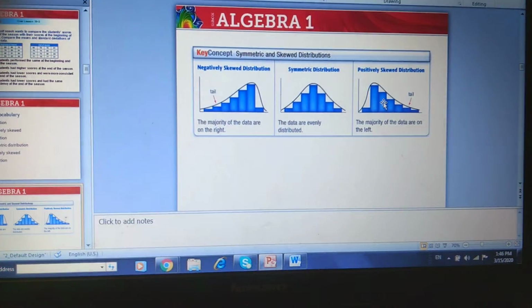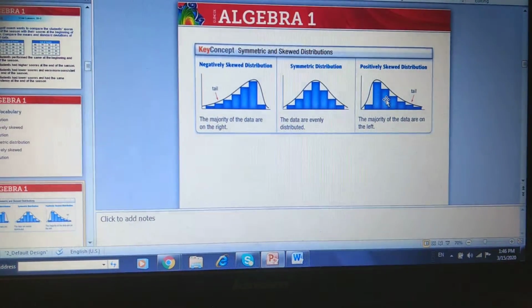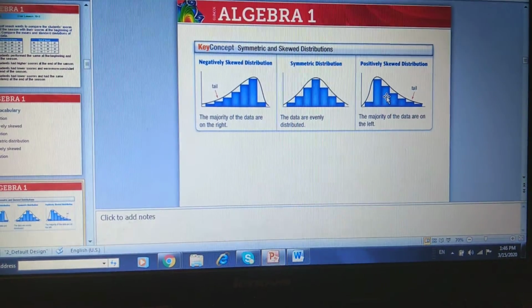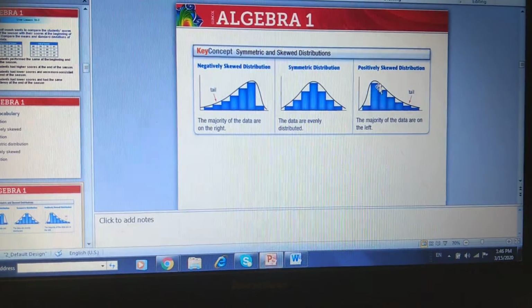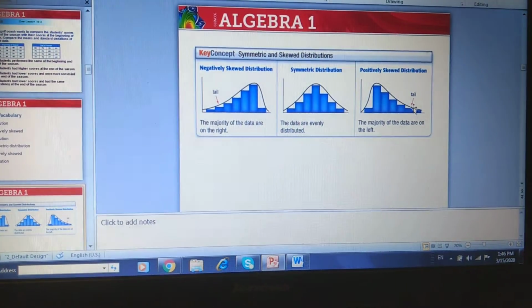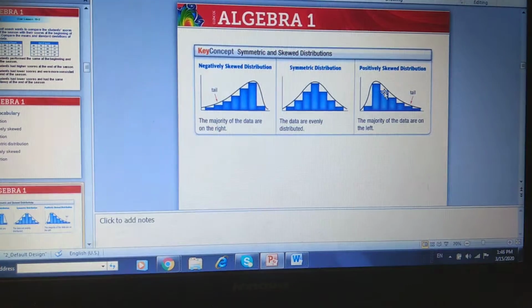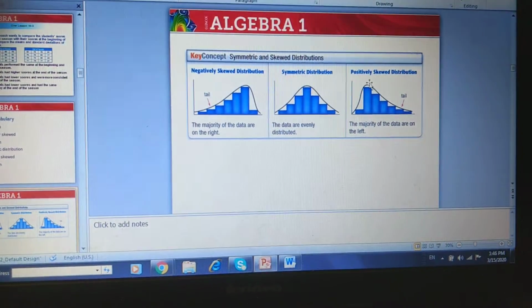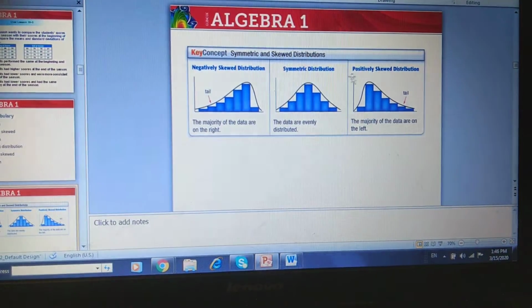This is the opposite. The majority of the data are on the left. This tail is on the left, which represents the majority of the data. And I call it positively skewed distribution.